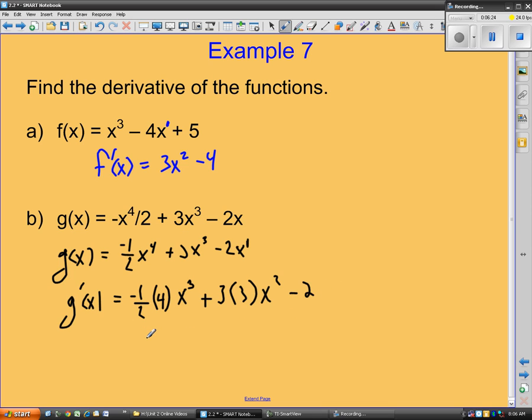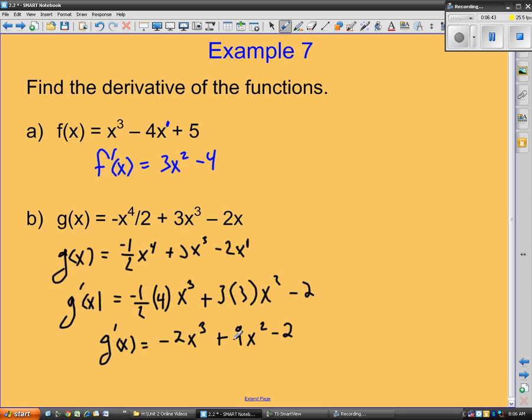variables there. So my final answer for this one, when I get it all simplified, is negative 1/2 of 4, which is negative 2x cubed, plus 9x squared, minus 2. Now remember, these derivatives are slopes of the tangent line, so that's really what we're doing. These are slopes from the original function.